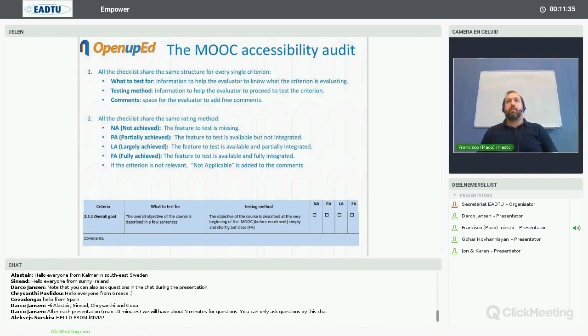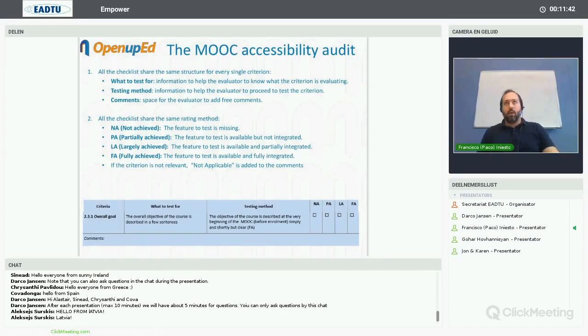If the criterion is not relevant, then there is a line for comments, which adds this qualitative approach and more enriches the evaluation; adding not applicable should be fine. So the idea of this is to include the richness of 4 different ways to rate, not only achieved or not achieved, which is based, as you have noticed, on the OpenupEd quality level. And the idea of the testing method is based on approaches used in the Inclusive Design Research Center from OCAD University in Toronto.